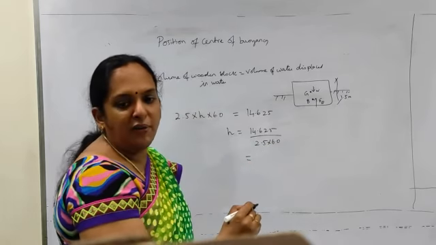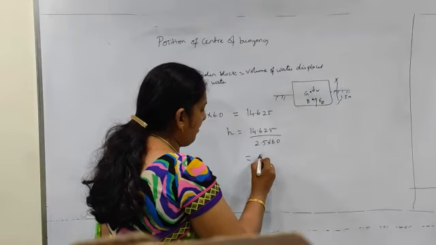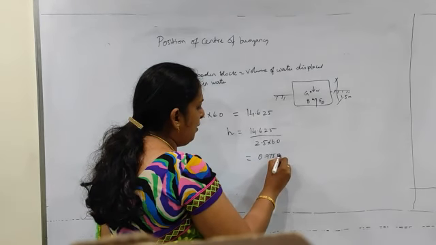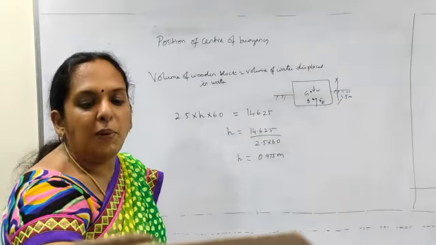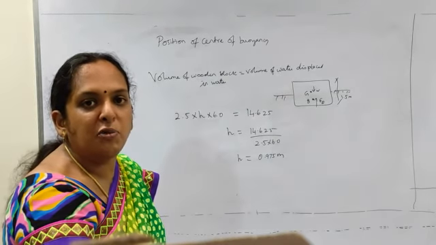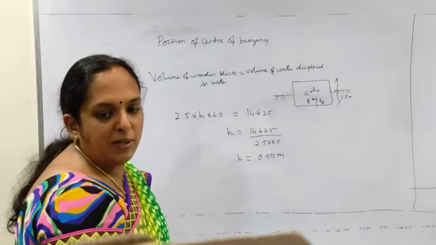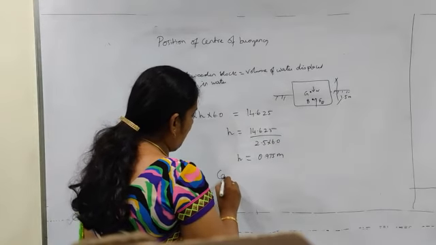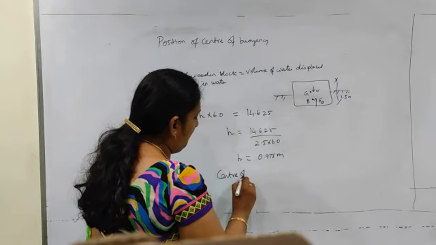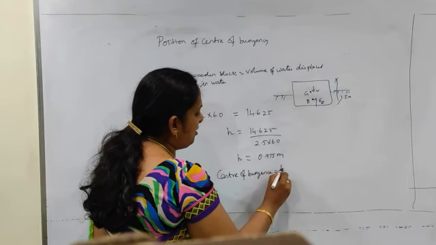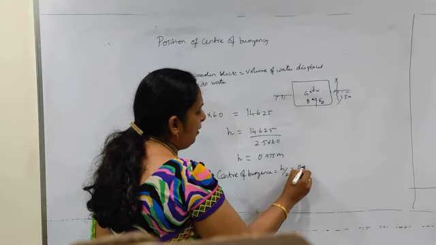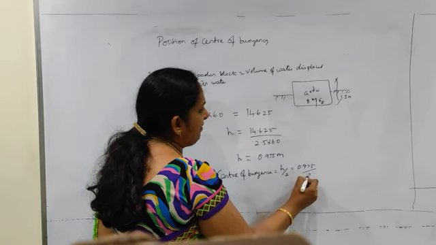So the value of H I am getting is 0.975 meters. Okay, so this is my value of H, what I have found. But what I actually want to know is the center of buoyancy. So what is the center of buoyancy? It is H divided by 2, so it is 0.975 by 2.